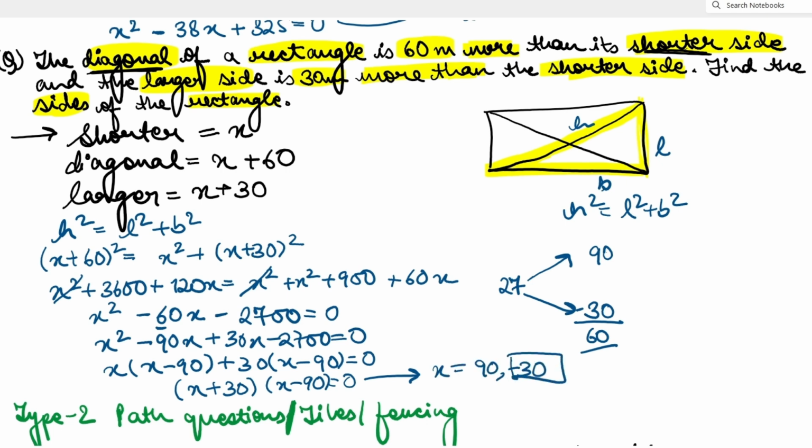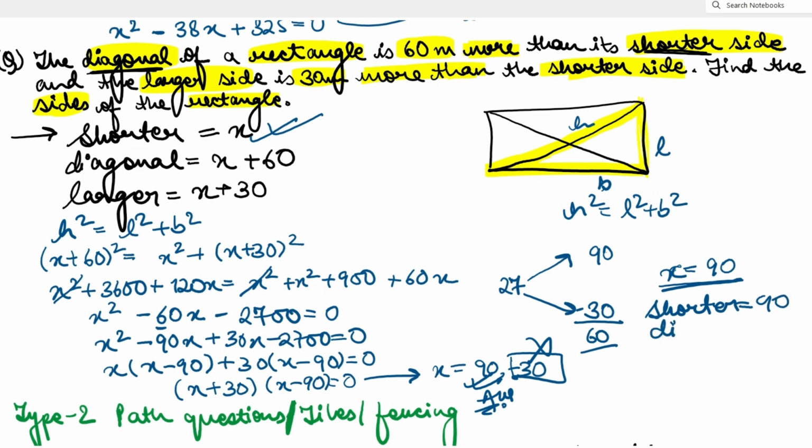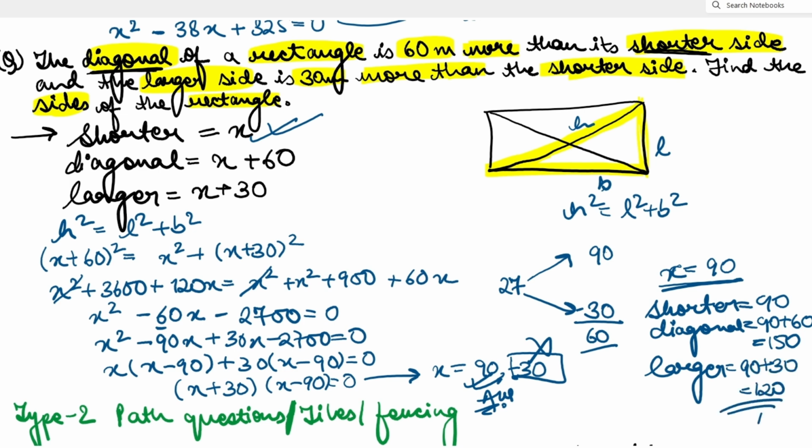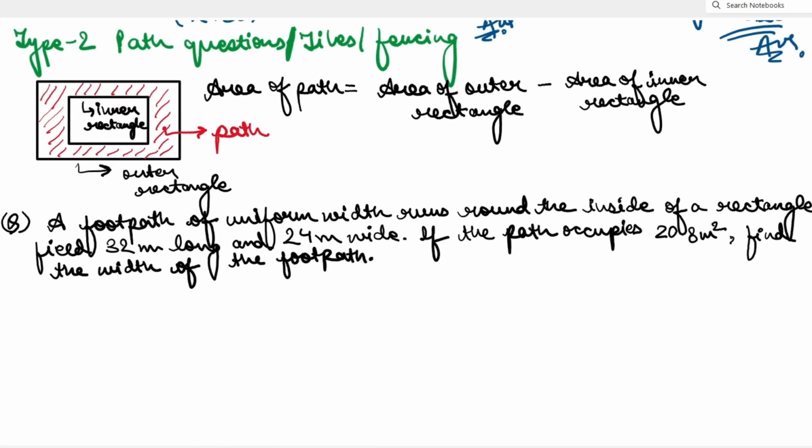So again, your side can never be negative. So this is discarded and this solution is accepted. Okay, so now x becomes equal to 90. Now the value of x is 90, which means x was nothing but my shorter side. So my shorter side is basically 90. Okay, now talking about the diagonal, so diagonal becomes equal to 90 plus 60, which is equal to 150. Okay, and larger side becomes equal to 90 plus 30, which is equal to 120. So this becomes final. Okay, now moving on to the next question, that is the path questions.